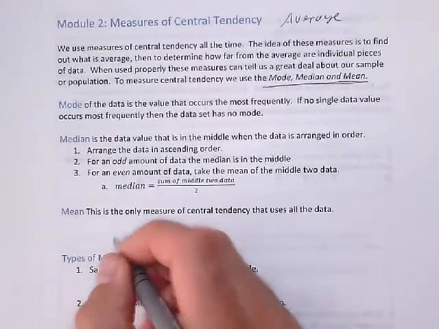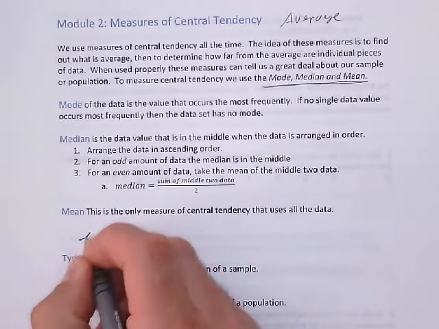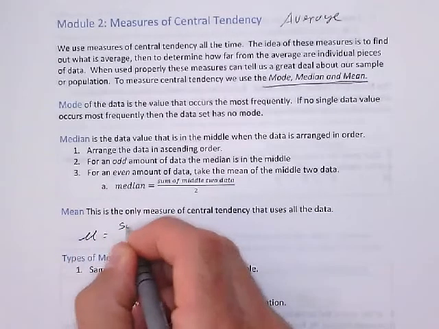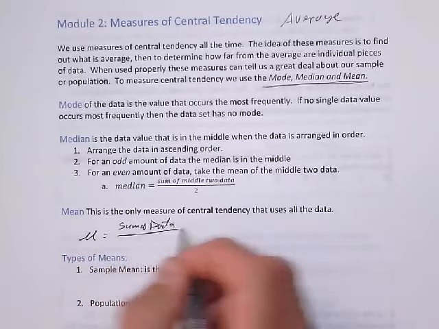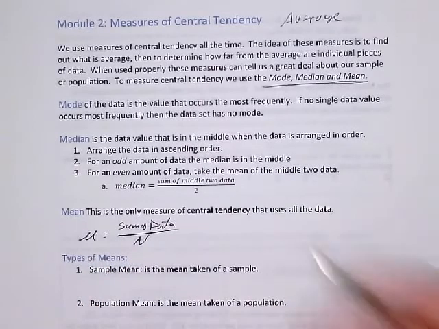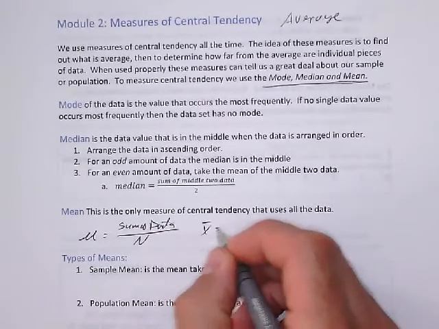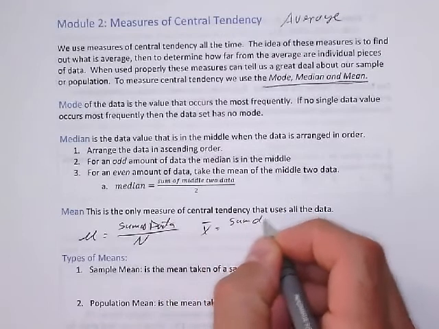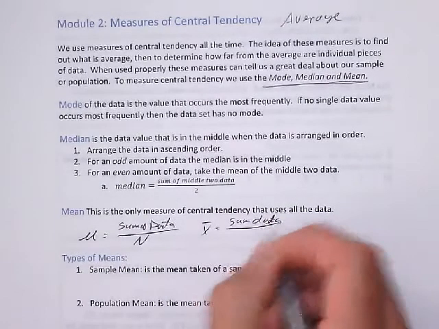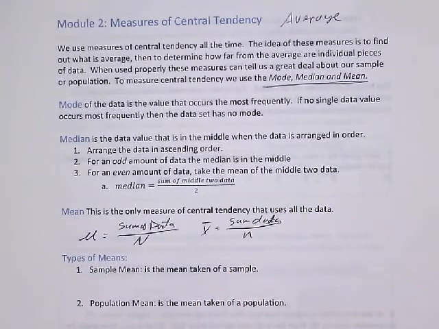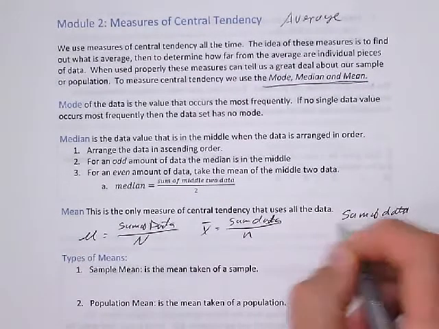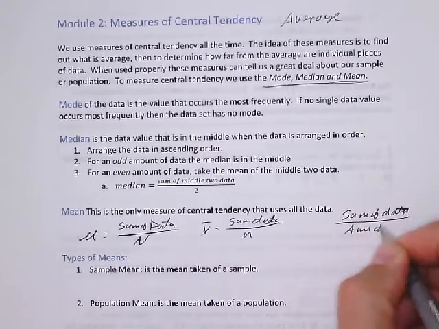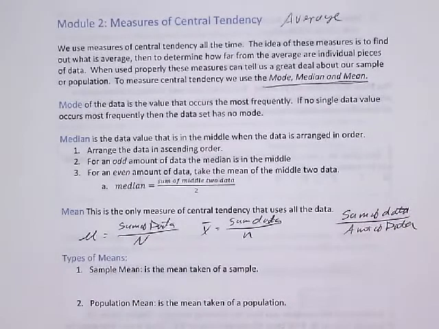And then the mean, which is mu, is the sum of data over population size, or x bar, which is the sum of data divided by the sample size. So it's when you basically add them up, the sum of data divided by the amount of data.